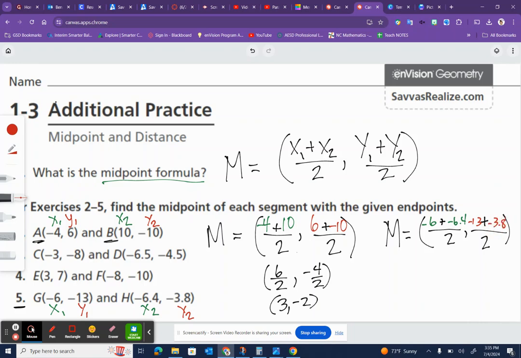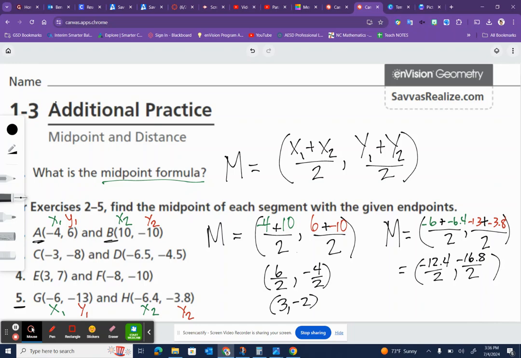Anytime you're adding integers, if they're different signs, you're going to subtract and keep the sign of whichever one you had more of. But if they're the same sign, you add and you keep that sign. So I'm going to find the sum of my x's, divide that by 2, find the sum of my y's, and then divide that by 2. A -6 plus a -6.4 is a -12.4. A -13 and a -3.8 is a -16.8. I can simplify these two.